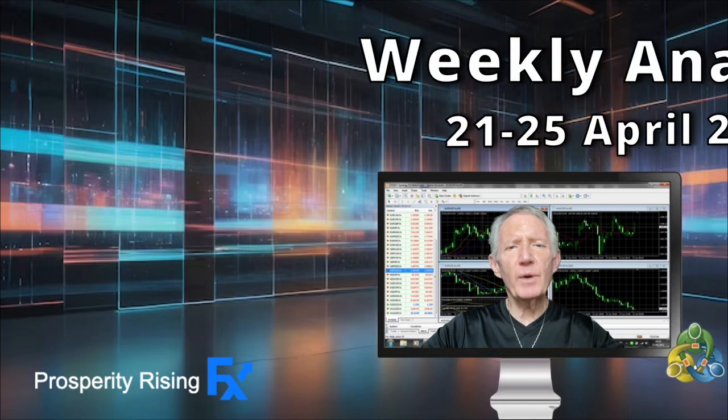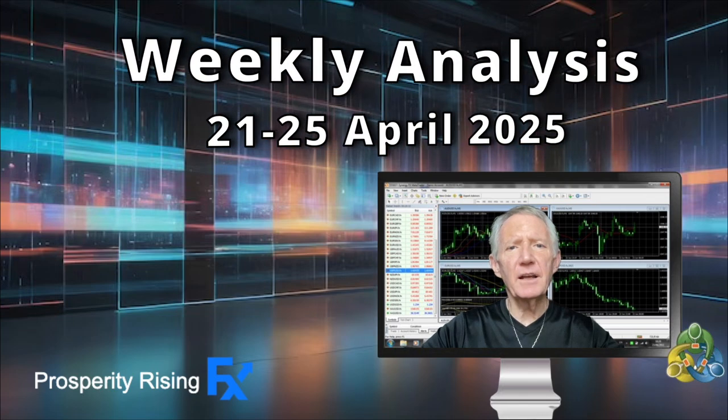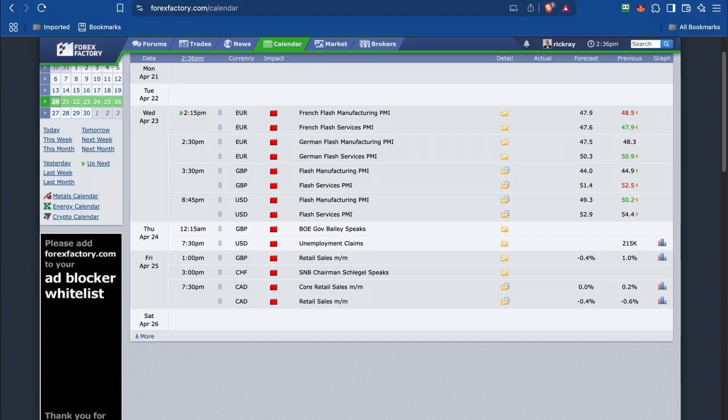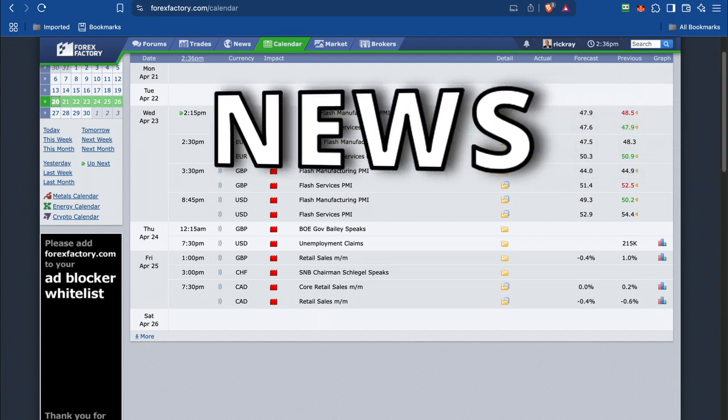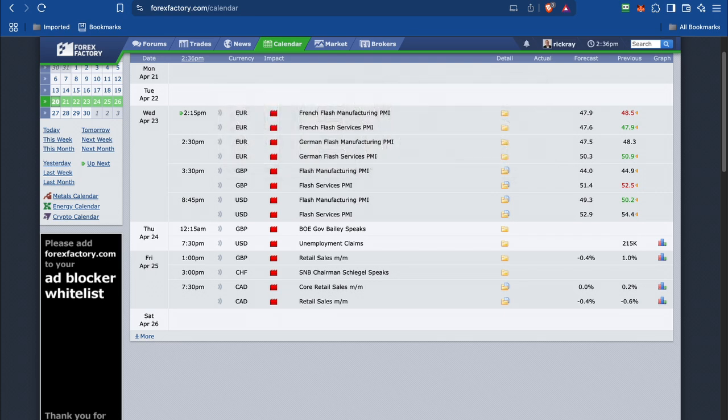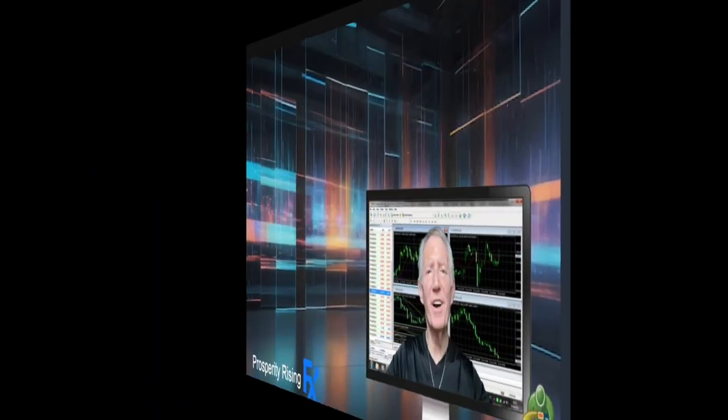And this is the regular weekly analysis starting on the 21st of April, going through to the 25th of April 2025. And always we have a look at our go-to website for the high impact news that's coming out, and it's forexfactory.com. So I won't go over all of these items. There's nothing on Monday or Tuesday, only 3 days of news items that we need to be aware of this week. So just be sure and check out forexfactory.com for your local times.